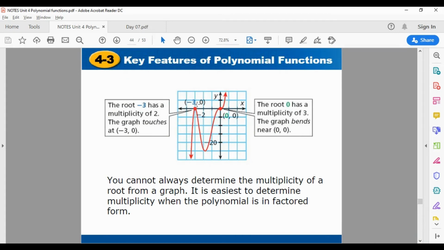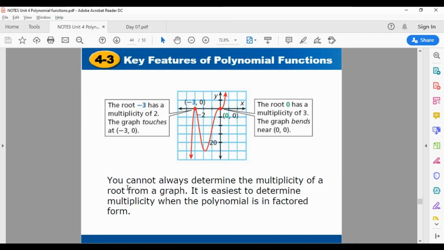Anytime that you have an even multiplicity, you're going to see a graph reflection on the x-axis. And if you have an odd multiplicity, you're going to see an intersection with the x-axis. If it's a multiplicity greater than 1 and odd, then there's going to be a bend. It's not going to be a straight line that goes through it. There's going to be a bend in the curve. So you can see here it's not entirely straight.